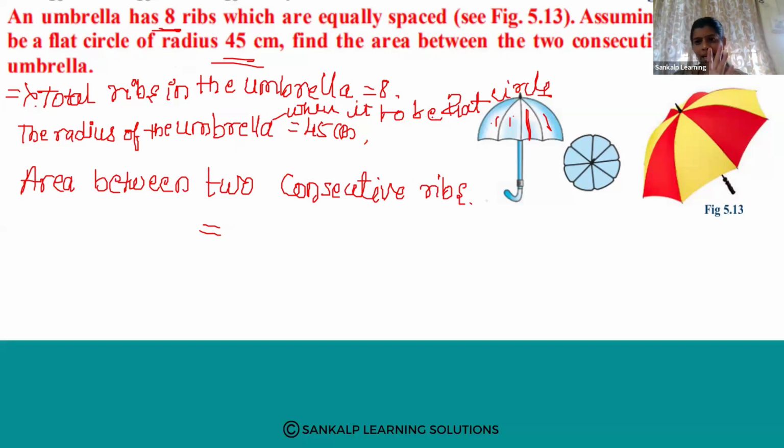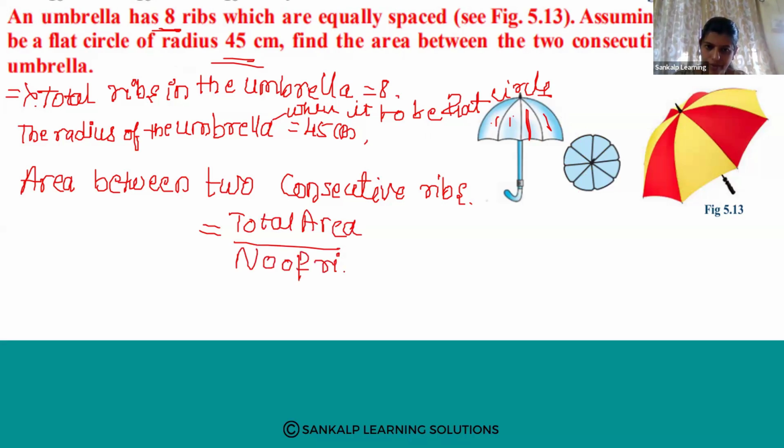Here how many ribs are there? 8 ribs are there. To find the area between two consecutive ribs, you should know the total area and the number of ribs. So total area means it is in the form of a circle. So total area is pi r square, right? Total area divided by number of ribs. Circle means pi r square divided by total number of ribs, which is 8.